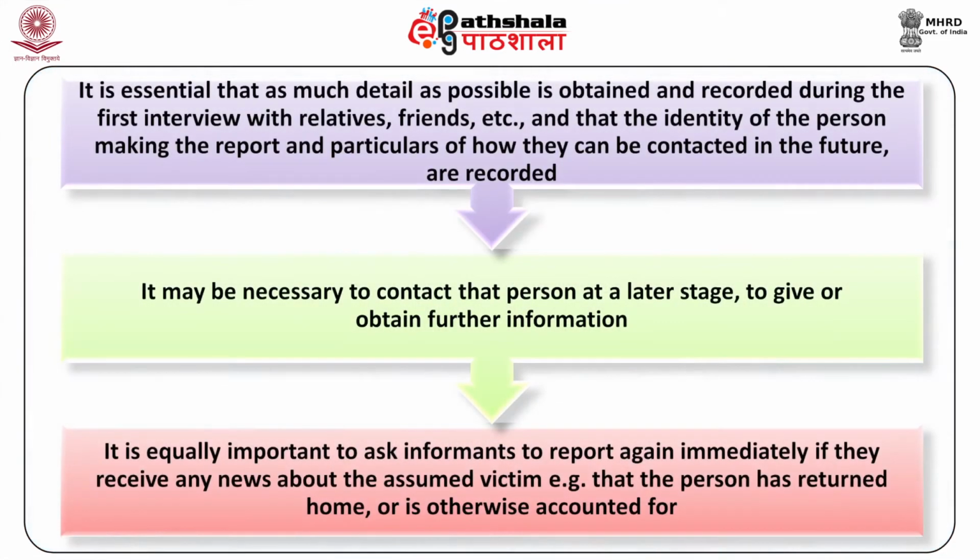It is essential that as much detail as possible is obtained and recorded during the first interview with relatives, friends, etc., and that the identity of the person making the report, that is the informant, and the particulars of how they can be contacted in the future are recorded as well. It may be necessary to contact that person at a later stage to give or obtain further information. It is equally important to ask informants to report again immediately if they receive any news about the assumed victims, for example that the person has returned home or is otherwise accounted for.